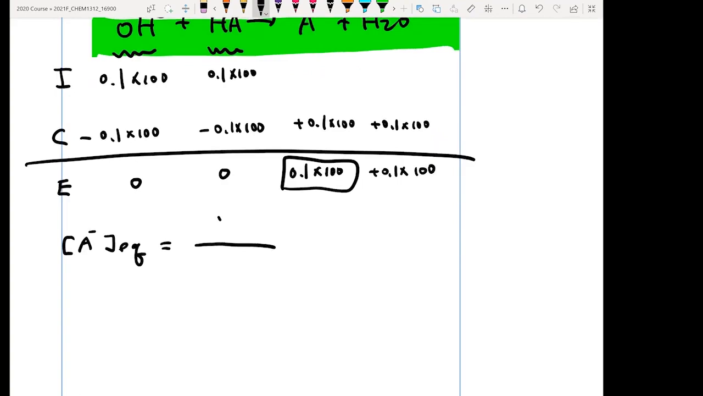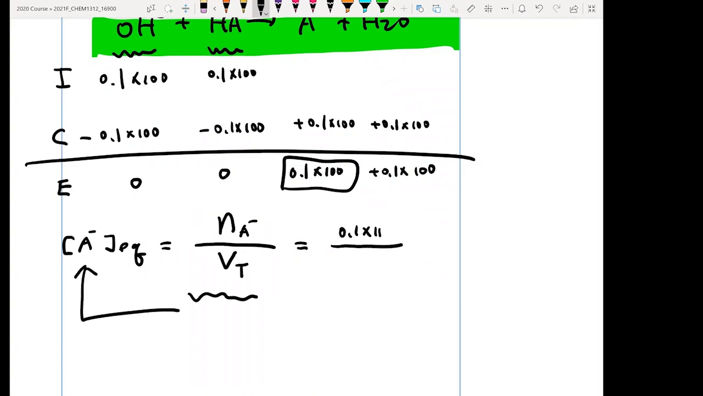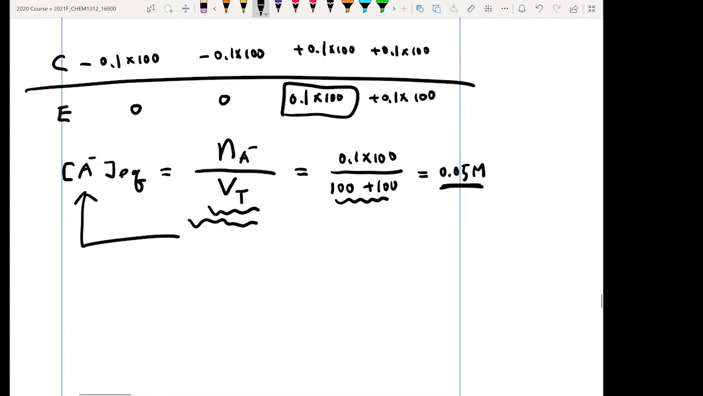We're going to calculate it through the number of moles of my A minus divided by my total volume here. So here the number of moles is 0.1 times 100 mL, right? For the total volume, you need to consider the volume from your titrant and also the volume from the analyte. So the volume of your titrant is 100 mL, and the volume of your analyte is also 100 mL. Therefore, if you do these calculations, you're going to get a concentration of 0.05 M. So that's your base concentration, right? So you have a weak base solution with a 0.05 M concentration.